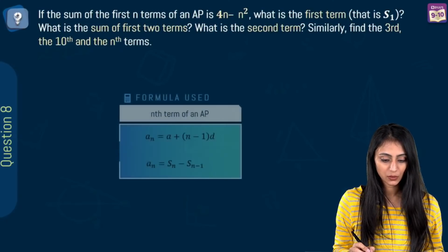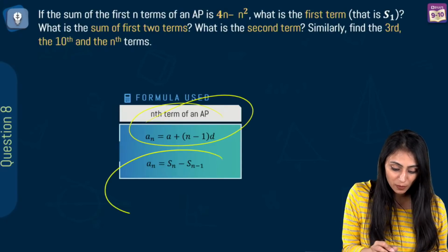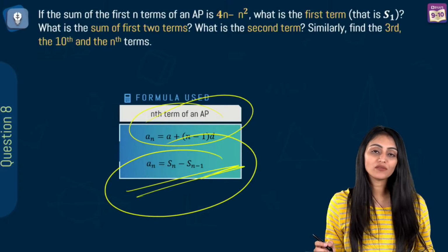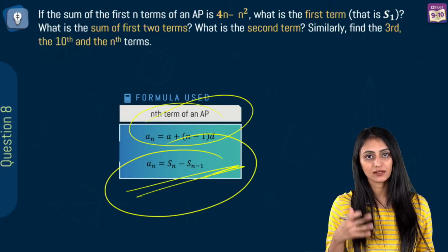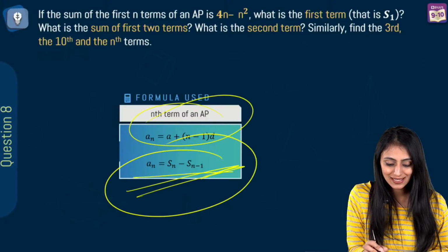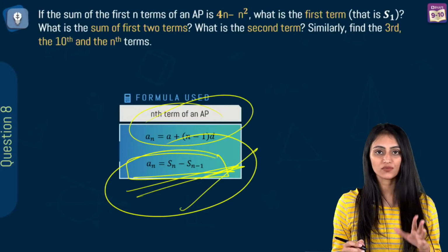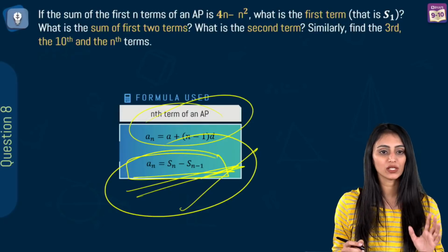Yes. So what I'll do here is, we know the formulas. That's the nth term formula, and another formula that you will not find in the NCERT, but yes, it is there in the reference books, like R.D. Sharma and all. So an is equal to Sn minus Sn minus 1. Even if you do not know this formula, it's okay. Without this formula also we can solve this question.